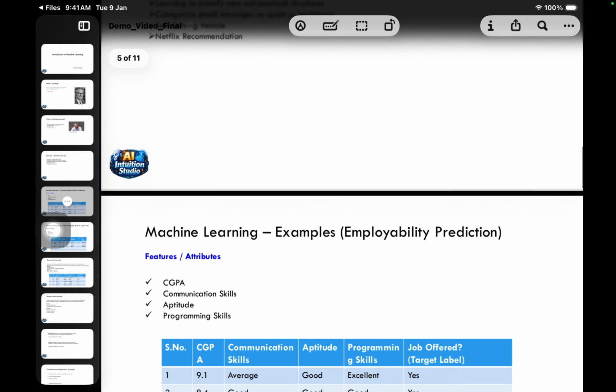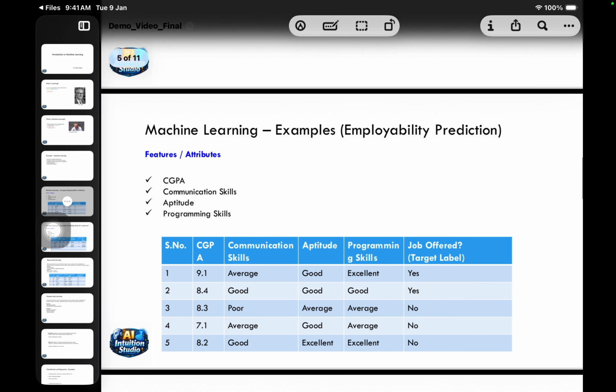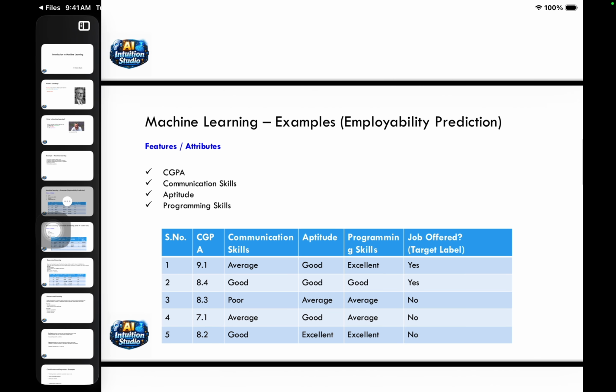Let's move on. Now, let's see how machine learning looks at a real world problem. Suppose we want to predict whether a student will receive a job offer or not. A machine cannot understand things like how much potential that student has, what talents or what skills they have. It can only work with information which can be quantified.